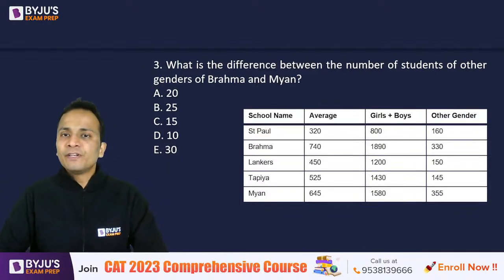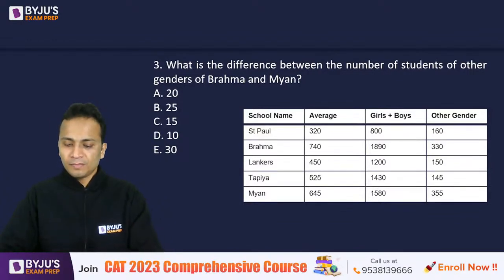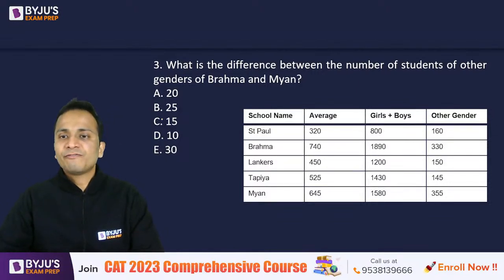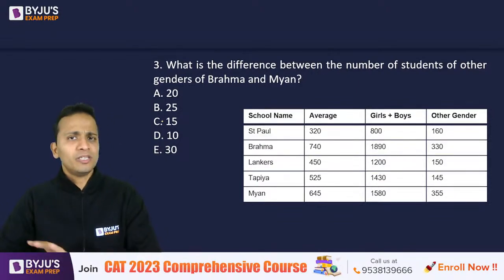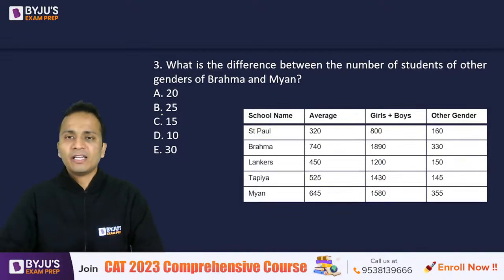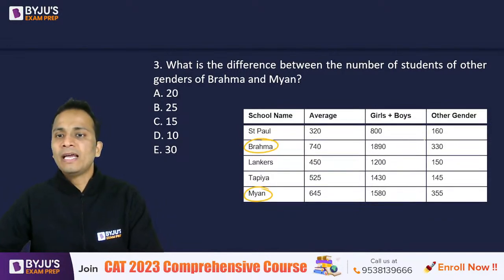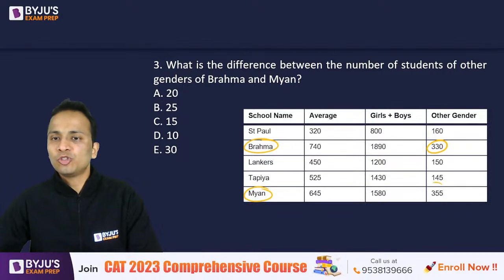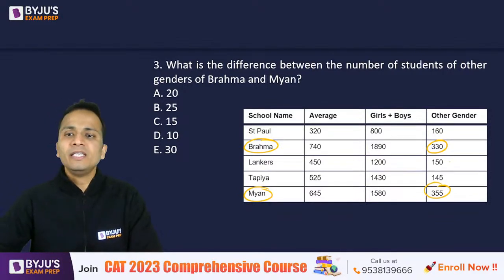What is the difference between the number of students of other genders of Brahma and Mayan? What should be the answer for this one? Again, an easy question, direct usage of what we have done in this table. Difference between the number of students of other genders for the two schools, Brahma and Mayan. So Brahma in this table is here and mine is here, and I need to calculate the difference between these two numbers. So 330 and 355.